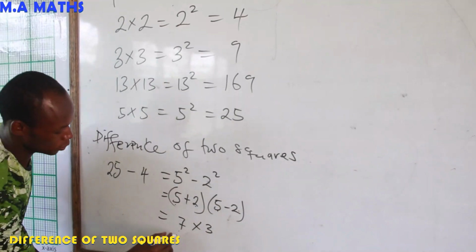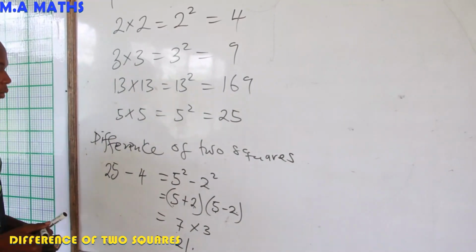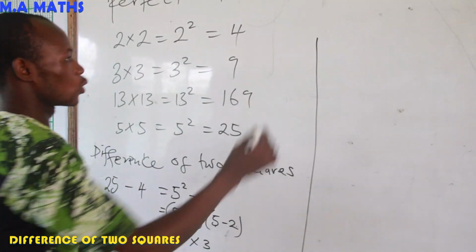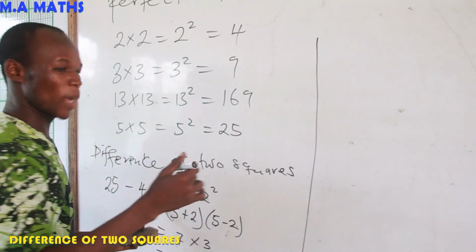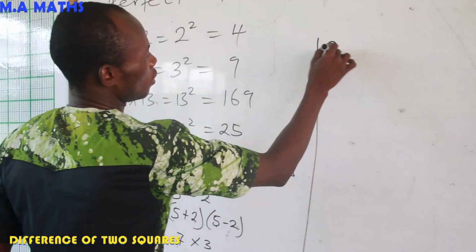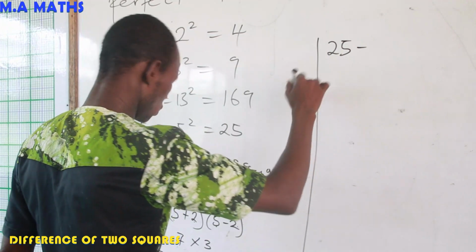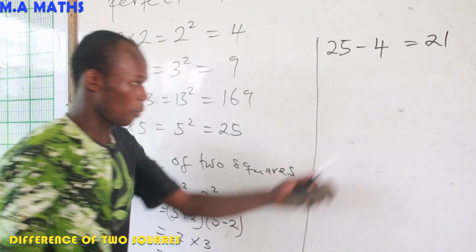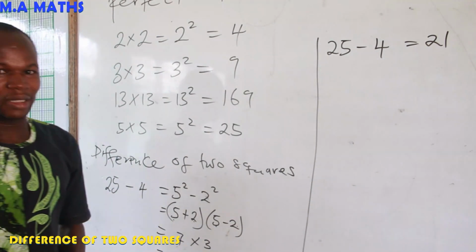The answer is 21. And if I want to do it the other way, by calculator or just using my knowledge and my mind, I have 25 minus 4. You realize the answer is 21. Comparing the two, you realize you get the same answer.